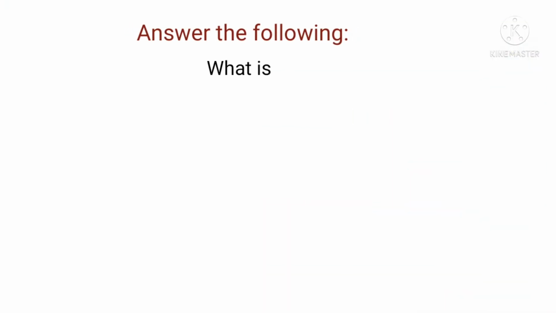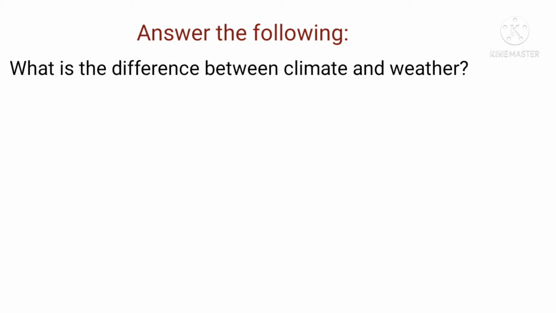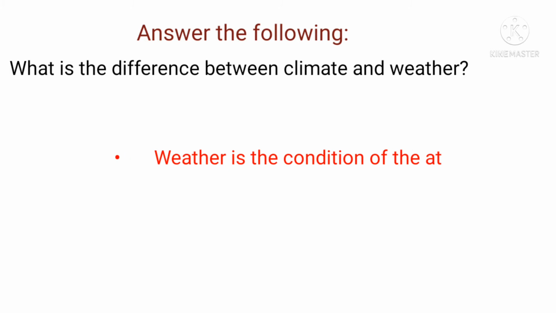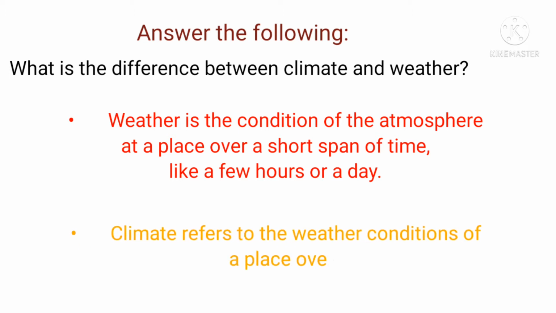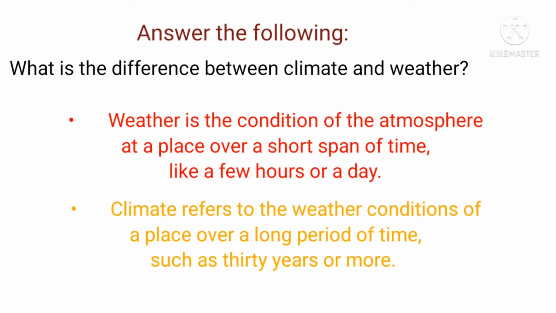Answer the following. First question, what is the difference between climate and weather? Weather is the condition of the atmosphere at a place over a short span of time, like a few hours or a day. But climate refers to the weather conditions of a place over a long period of time, such as 30 years or more.